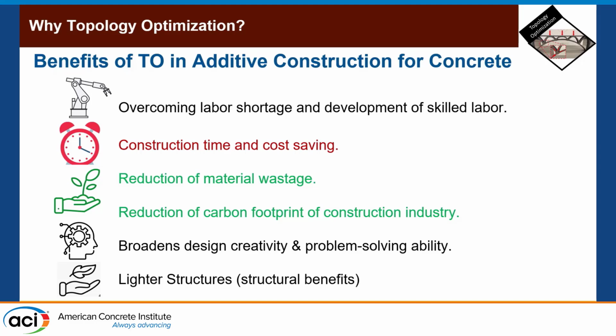If you want to integrate topology optimization with additive construction, you will have the benefit of overcoming labor shortage, and we can actually develop scalable labor, a reduction in construction time, and cost savings because you are using less material. When you are using less material, you have less material wastage, and you also reduce your carbon footprint. It creates some design creativity and ability for problem solving. One advantage also is light structure, which is very beneficial for foundations and also for seismic zones.